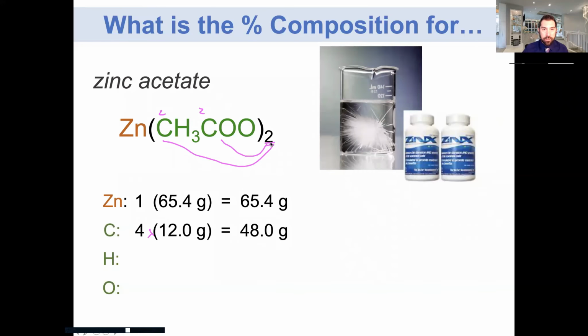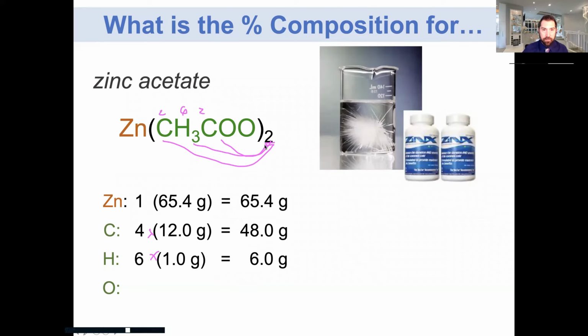Hydrogen, again, this 2 is going to distribute to the 3 hydrogens, so you actually have 6. So 3 times 2 gets you 6. Each hydrogen with rounding is 1.0 grams, or probably 1.01 for your rounding. And then 6 times the 1 means that hydrogen is contributing 6 grams.